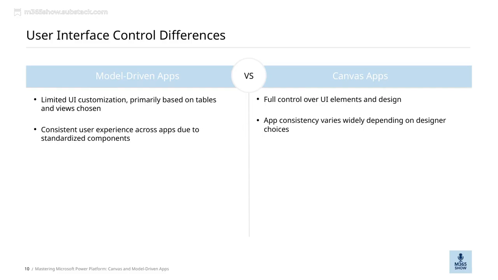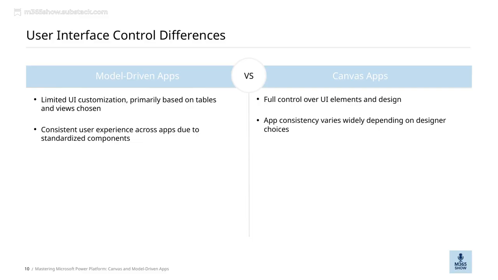Let's take a look at the user interface control differences between Canvas and model-driven apps. When working with Canvas apps, you have full control over the UI elements and design. This means you can customize layouts, controls, and the overall look and feel exactly how you want. It offers a lot of flexibility to create a tailored user experience. In contrast, app consistency can vary quite a bit depending on the designer's choices. Since you're customizing the UI yourself, different apps might look and behave differently, which can be a double-edged sword.